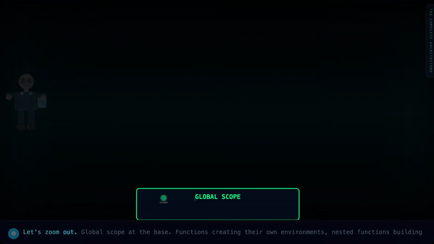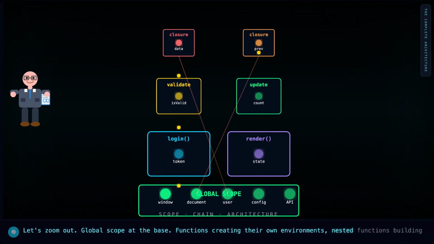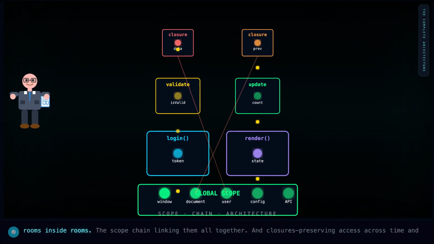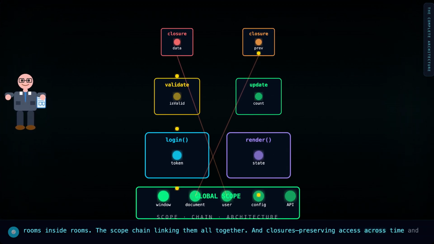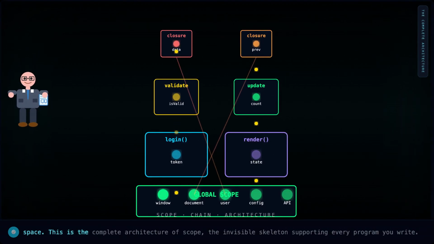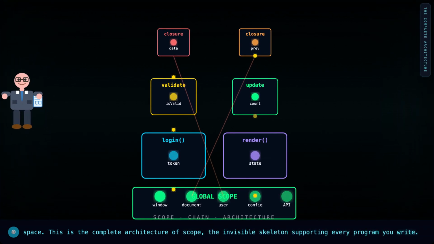Let's zoom out. Global scope at the base. Functions creating their own environments. Nested functions building rooms inside rooms. The scope chain linking them all together. And closures, preserving access across time and space. This is the complete architecture of scope, the invisible skeleton supporting every program you write.